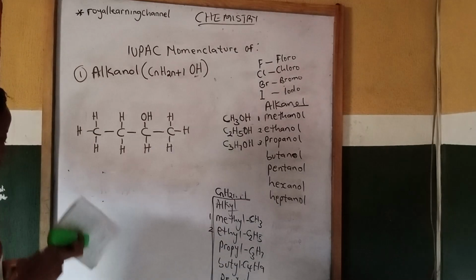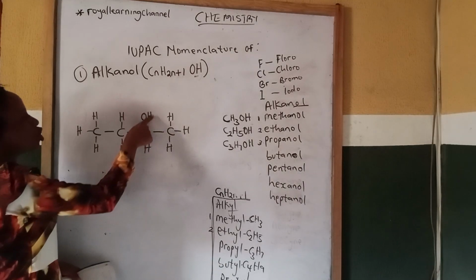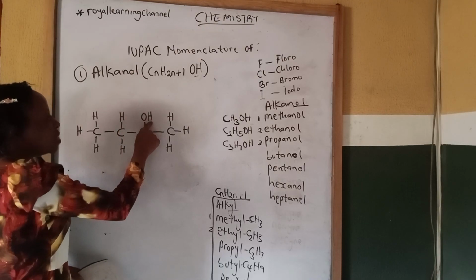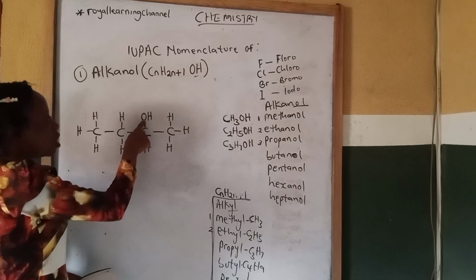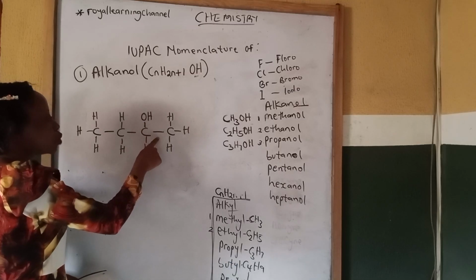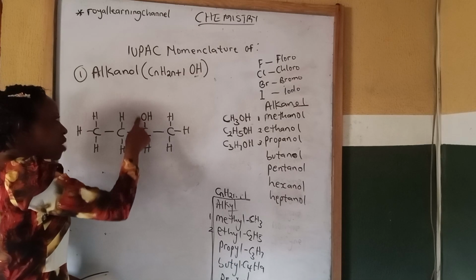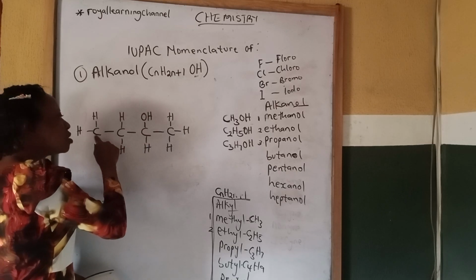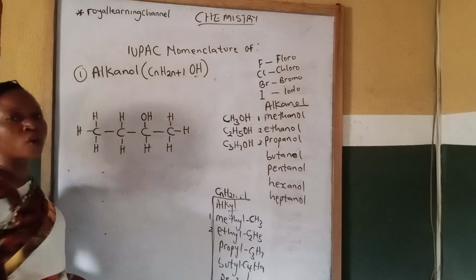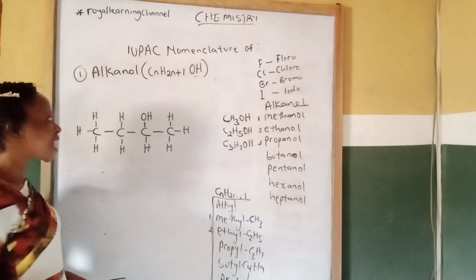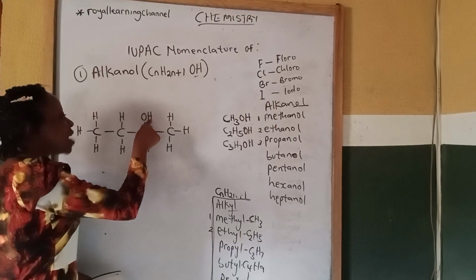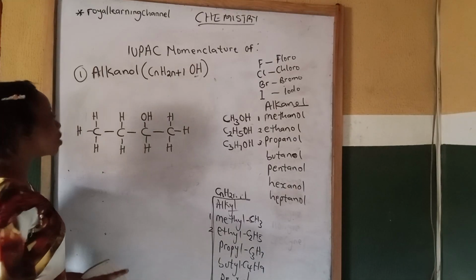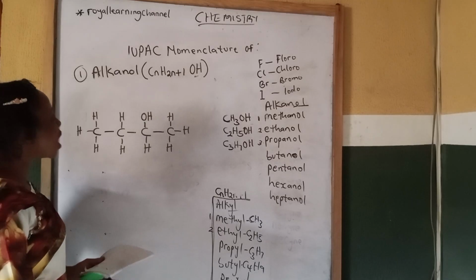Let's look at this structure. So we recognize that this structure is an alkanol due to the presence of this hydroxy group in our structure. So OH is a hydroxy group. If there is no hydroxy group there, if I replace this one with hydrogen, it shows that this structure will belong to what? An alkane. But the presence of this hydroxy group now shows that it is an alkanol. It is no more what? An alkane.